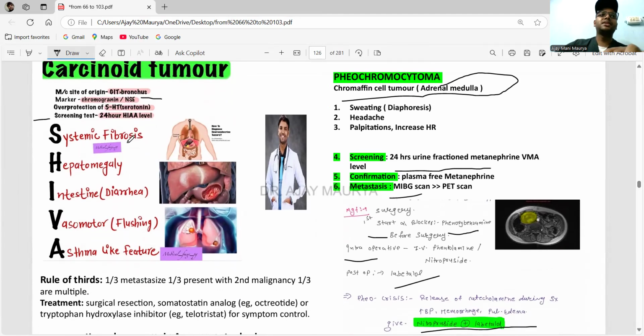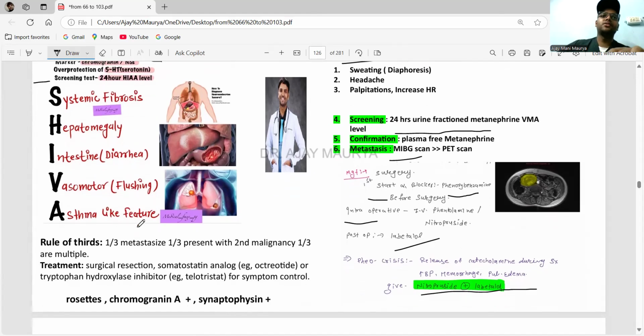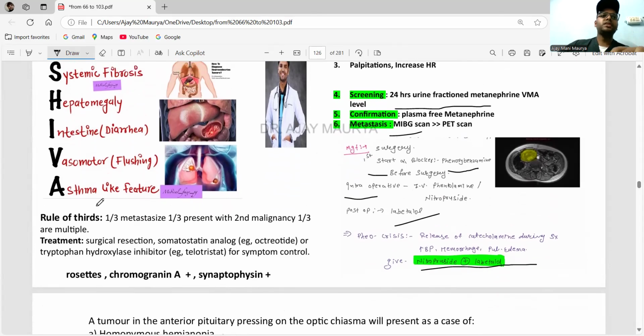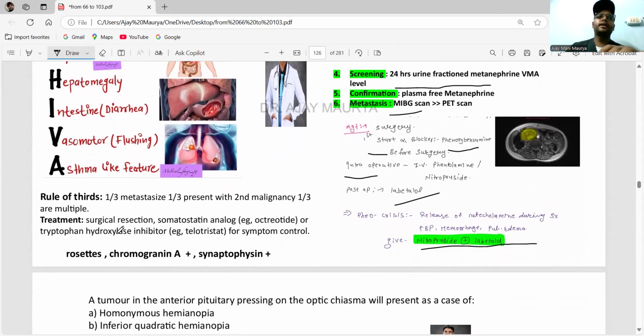Remember here, there is systemic fibrosis, hepatomegaly, diarrhea, vasomotor flushing. There is flushing and there are asthma-like features. Remember the rule of thirds: one third metastasize, one third present with a secondary malignancy, one third are multiple. Treatment is surgical resection. Somatostatin analogs, example octreotide, or tryptophan hydroxylase inhibitors, example telotristat, are for symptomatic control.